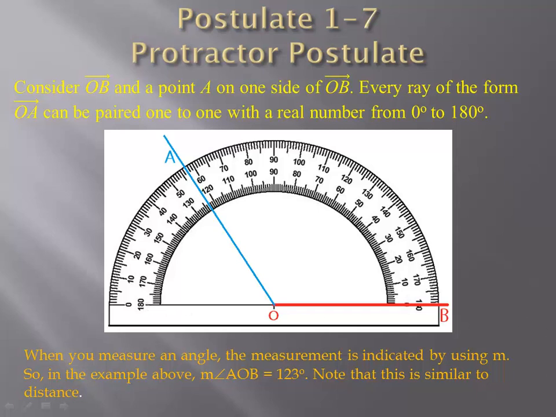When you measure an angle, the measurement is indicated by using a small m. So in the example above, this is read measure of angle AOB, and it's 123 degrees. So here's 120. Now you're using this part of the protractor because it starts at 0. There's 120, 121, 122, 123 is where this goes through. And this, it is an equal sign because it is a number.